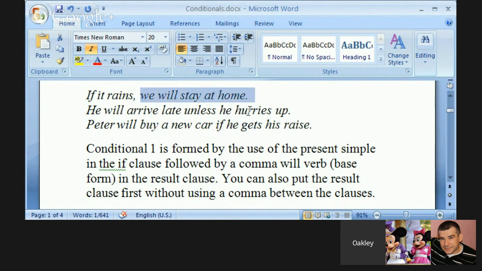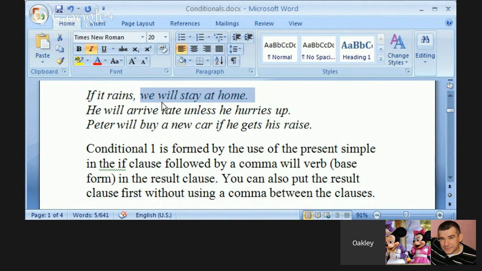Also, I need to mention, notice that we have the more absolute future tense. We will stay at home. I could also use the other future simple tense. I could say, if it rains, we are going to stay at home. That's fine. All it changes is it slightly emphasizes the fact that it's a plan. That's a slight change in meaning.